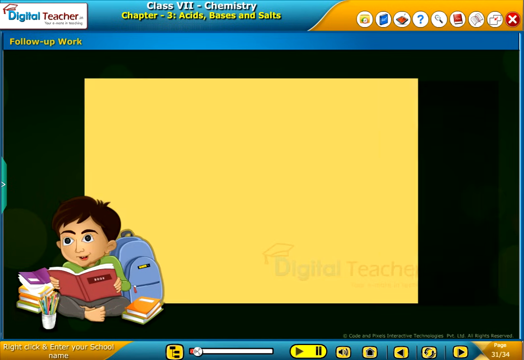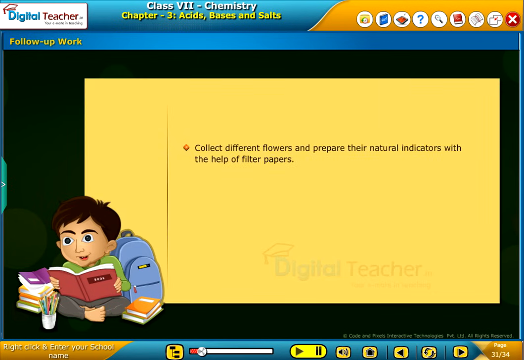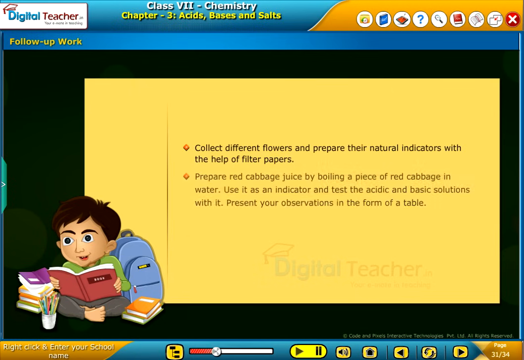Follow-up work. Collect different flowers and prepare their natural indicators with the help of filter papers. Prepare red cabbage juice by boiling a piece of red cabbage in water. Use it as an indicator and test the acidic and basic solutions with it. Present your observations in the form of a table.